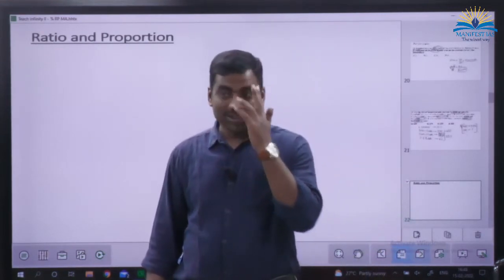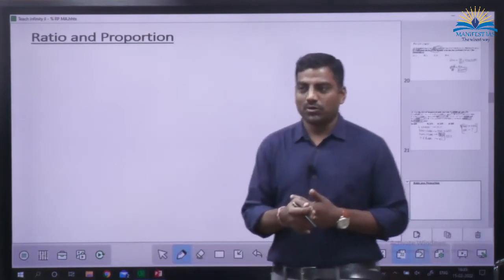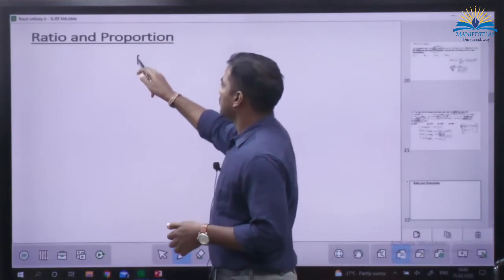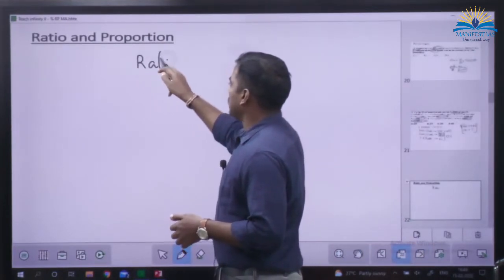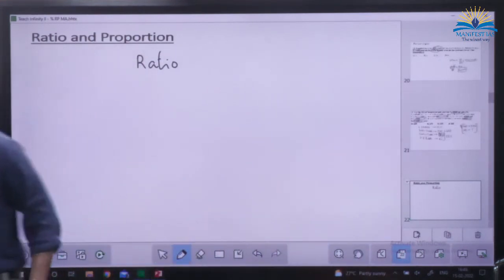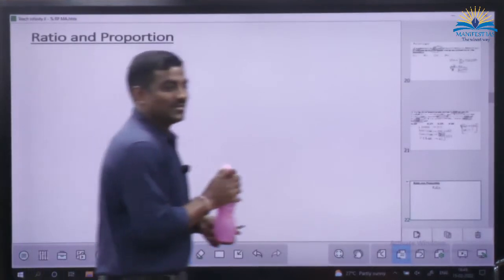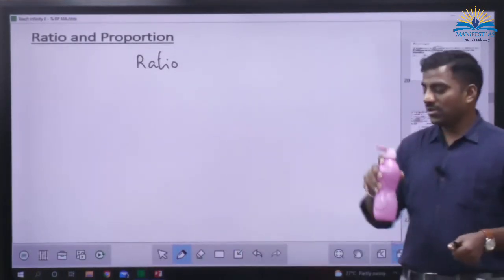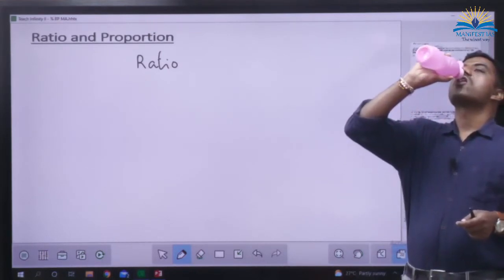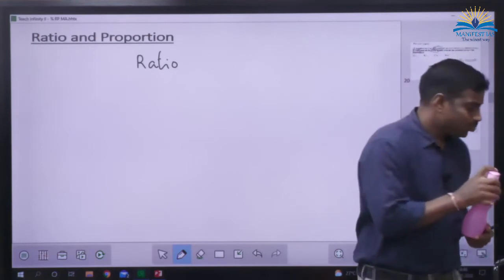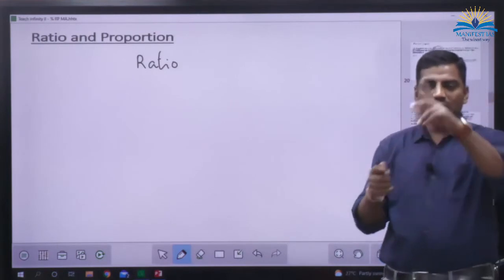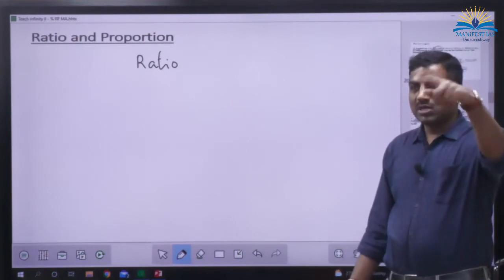Okay, ratio and proportion. So in ratio and proportion, first we will learn what is ratio. Now as usual, my question, what is ratio? So that I can drink some water. What is ratio? Somebody told there. I'll take yours then.